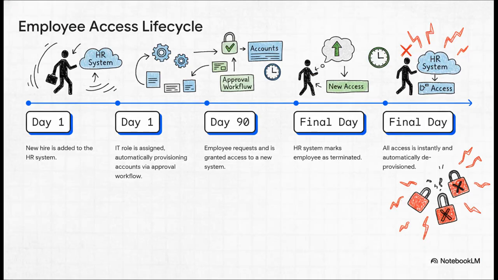So check this out. This is what a perfect automated journey looks like. On day 1, a new hire gets added to the HR system, and poof, all their essential accounts are automatically created. Later, maybe they need access to something new, and that gets approved. But here's the most important part for security, their final day. The moment HR marks them as terminated, that same system triggers and instantly, automatically, revokes every single piece of access. No lingering accounts, no human error.